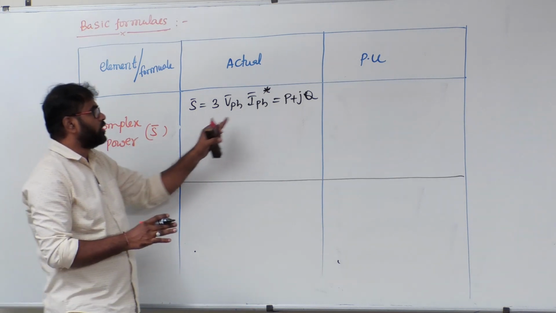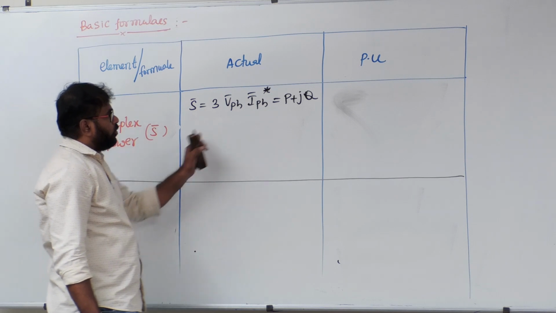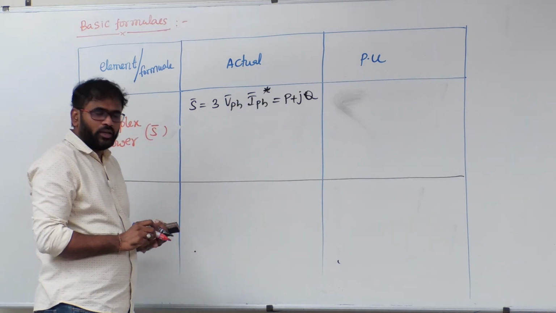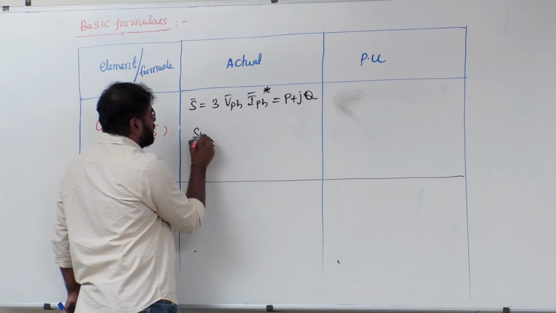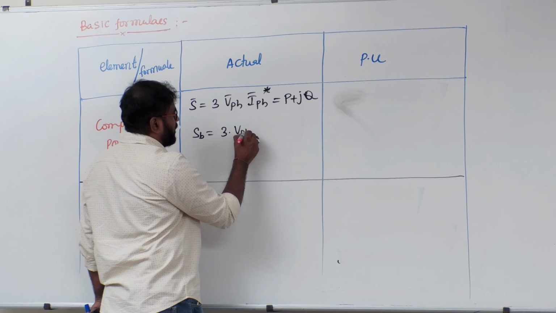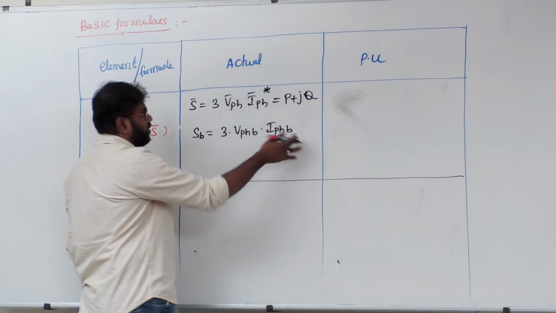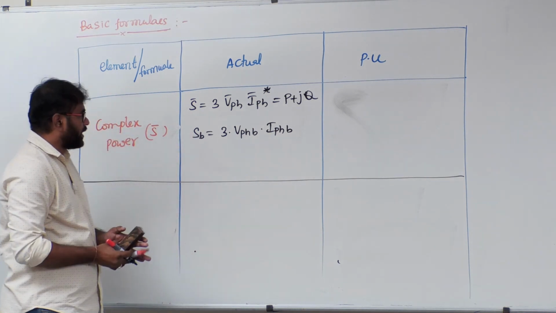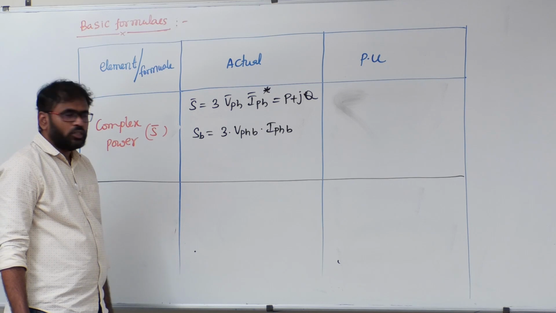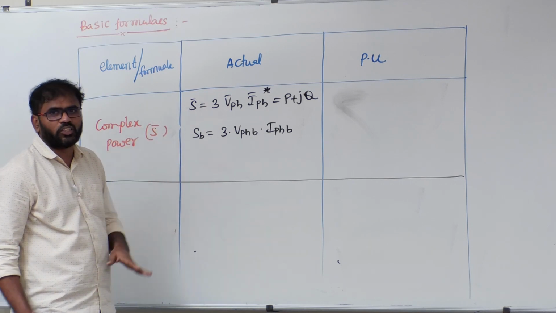This formula is only valid in actual form. Now in per unit form, this S actual must be divided by S base. So what is the S base formula? S base equals 3 times V phase base into I phase base. They are just magnitudes, with no phase angles here. If I divide S actual by S base, the 3 gets cancelled. The 3 multiplication will not come.